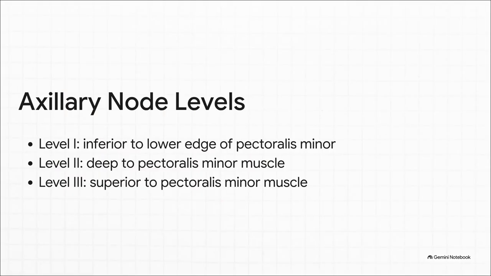So, the crucial takeaway here is that the pectoralis minor acts as our anchor point. Level I nodes are located inferior, meaning below, the lower edge of that muscle. Level 2 nodes are deep or posterior to it, and level 3, those apical nodes, sit superior to the pectoralis minor. When your op report details a formal axillary lymph node dissection, knowing these levels helps you confirm the true physical extent of the procedure.